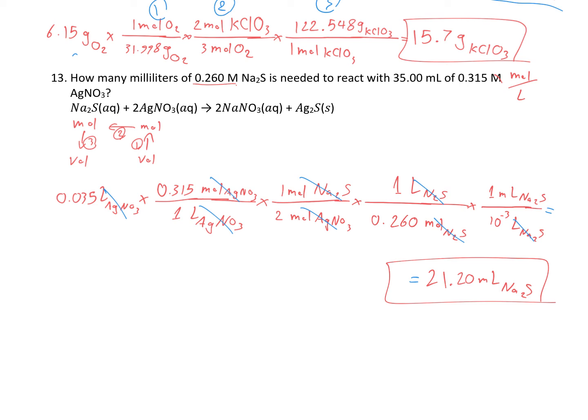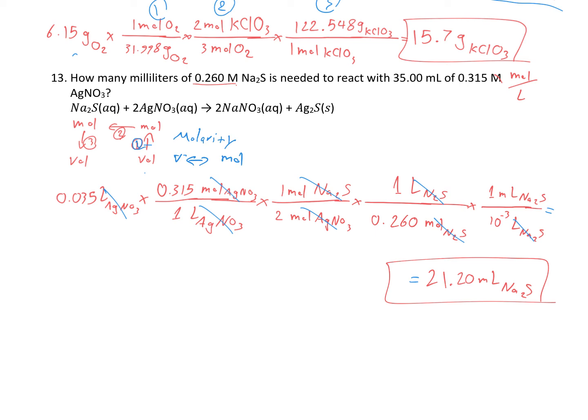So again, the same concept. Step 1, going from volume of silver nitrate to the mole of silver nitrate. And how do we do that? Volume to mole, we use molarity. That's one of our toolbox. So molarity is used to go from volume to mole, or vice versa, mole to volume or volume to mole.